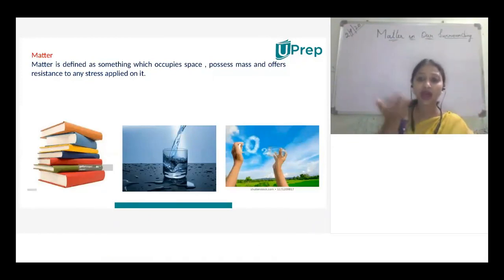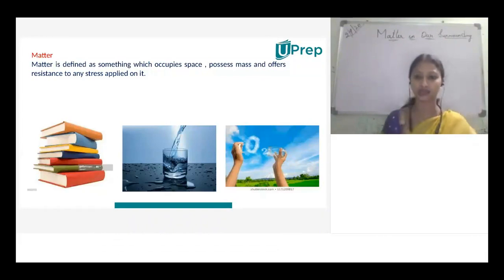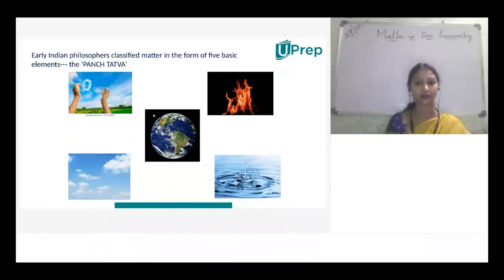But when we fill a balloon with air, that is the best evidence that air has mass. Understood? So this is matter. Matter can exist in all three states: solids, liquids and gases. I have given all three. You can see the images here, clear now? Books, water, and the air. These are the best examples of matter.